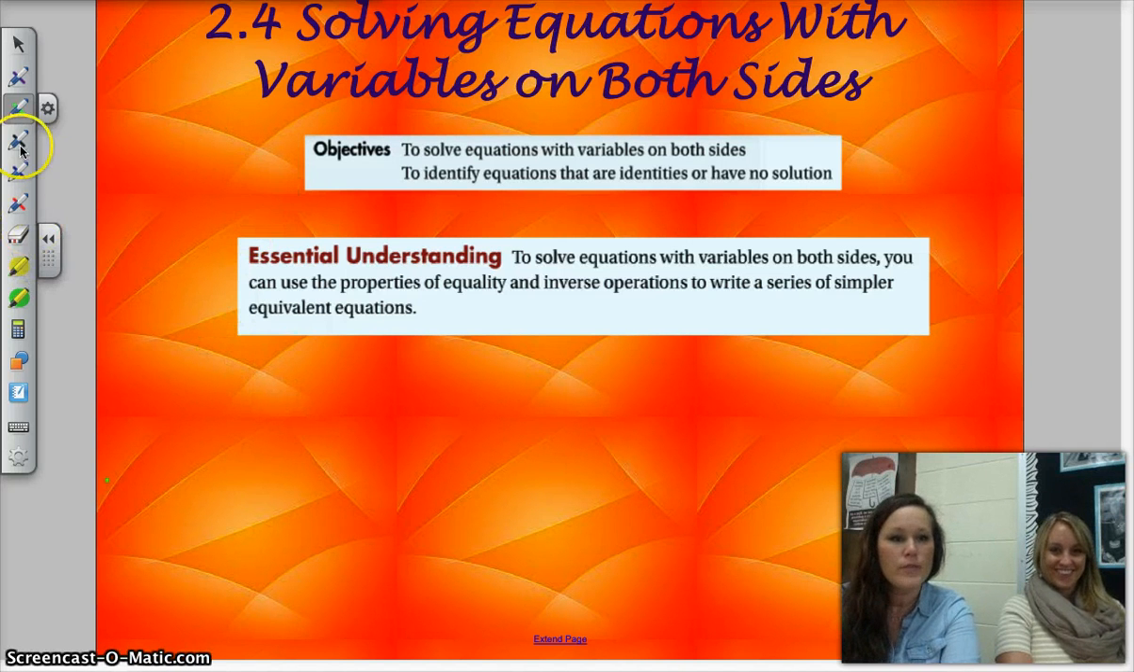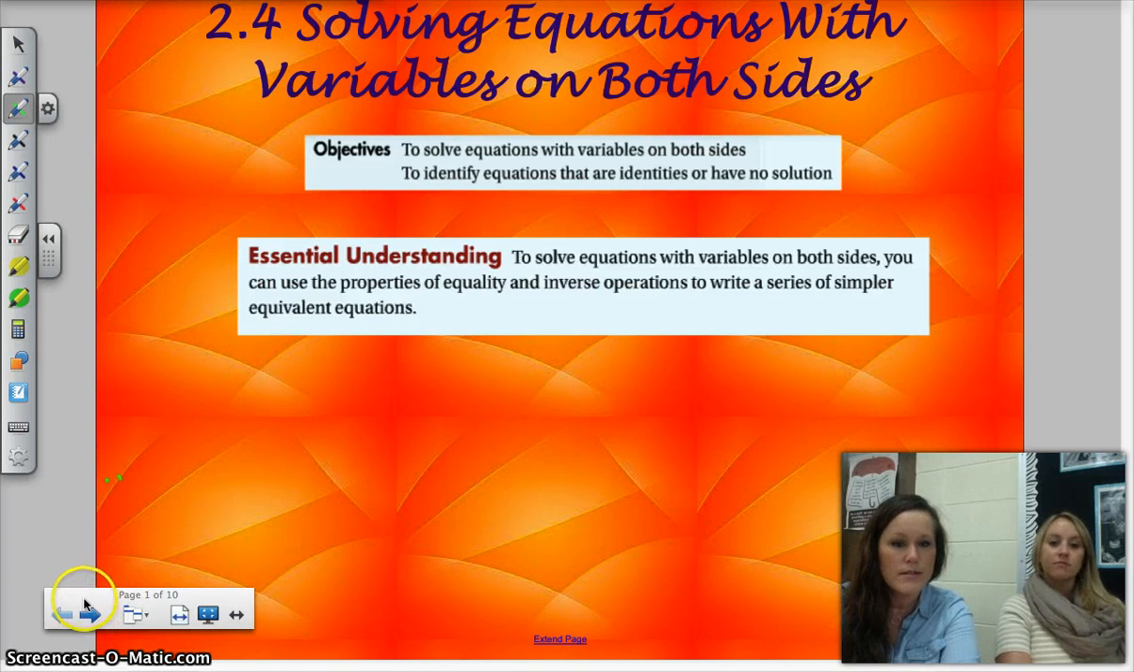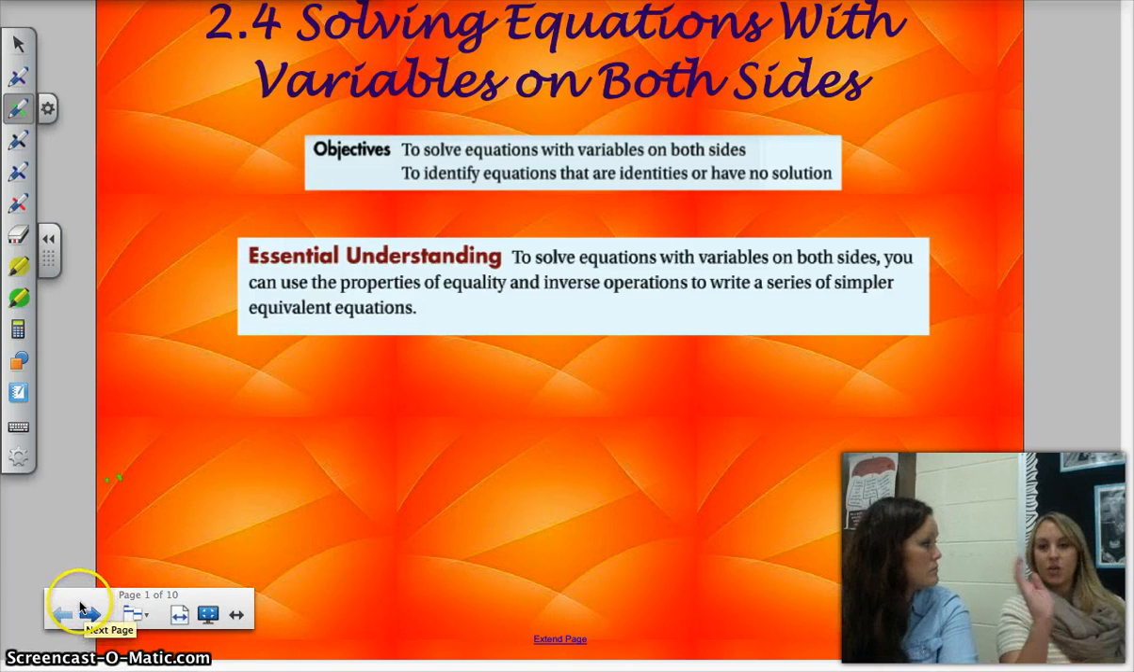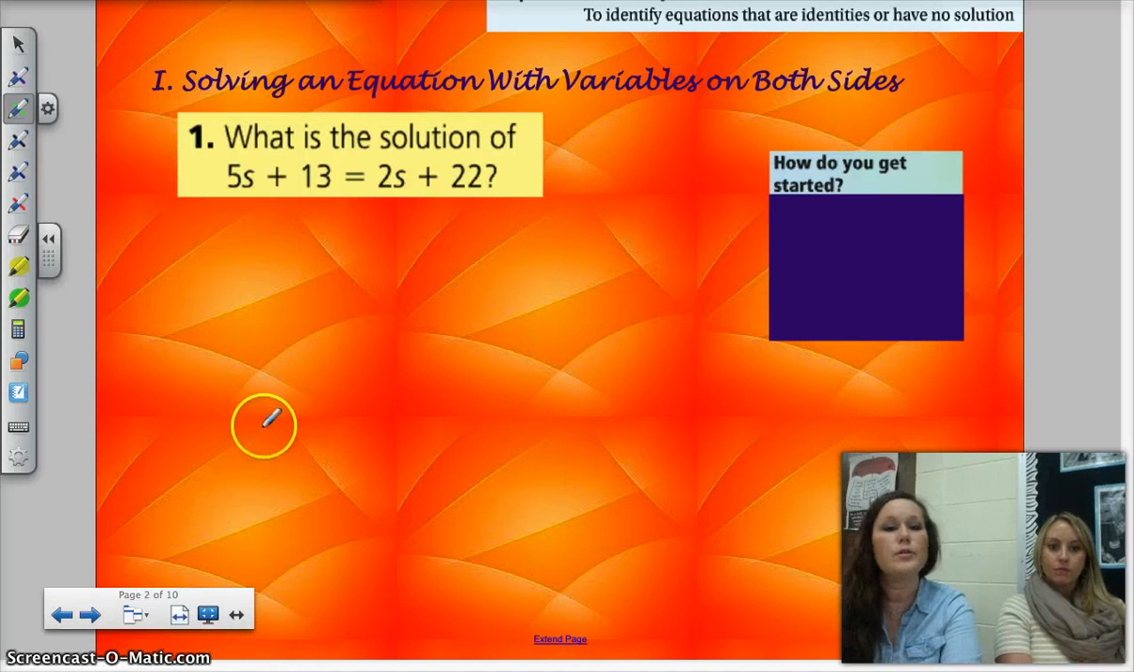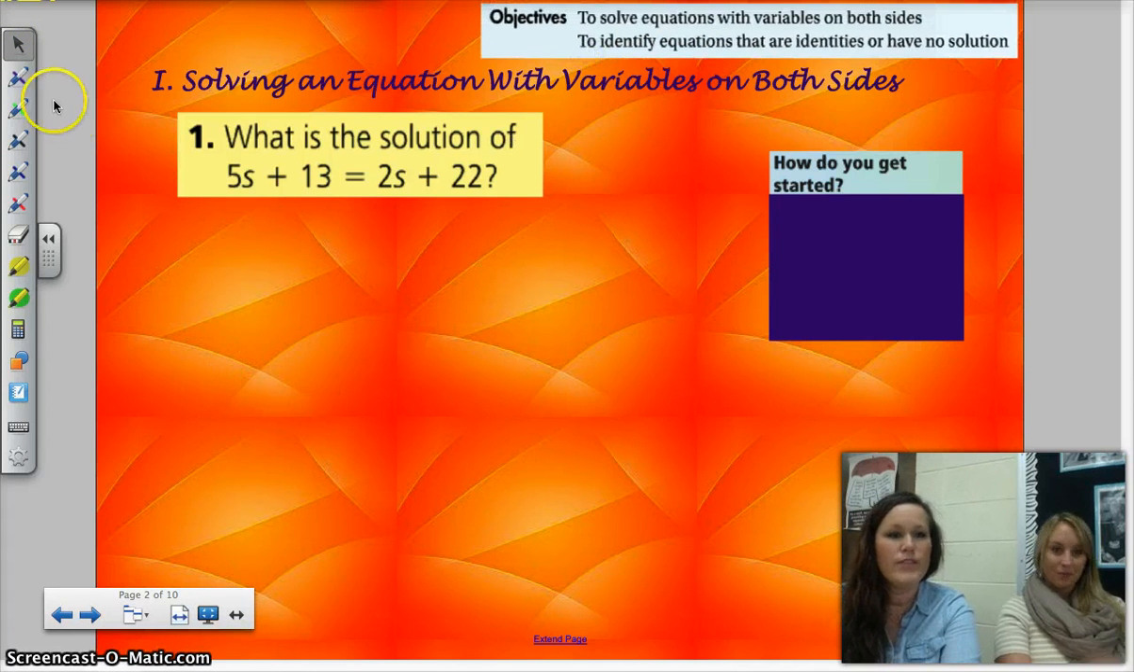All right, so let's get started. Where did my stuff go? So we're solving equations with variables on both sides. And that's exactly as it sounds. We have the equal sign, variable on the left side, variable on the right side. Both sides. Oh man, you can't see the objective. Pull it down a little bit. It's on your paper.